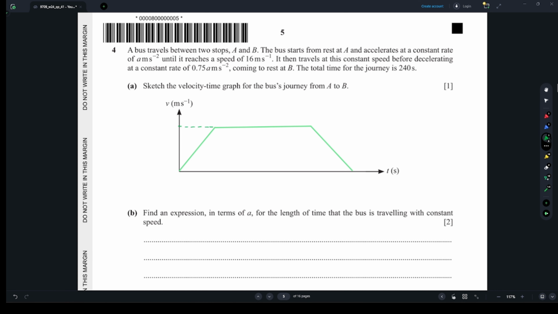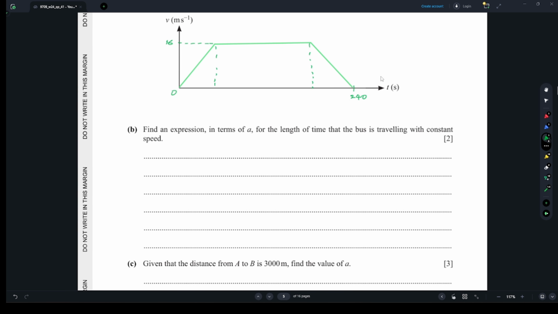Okay, so now this velocity is 16, and we have to consider these time durations. So let's say this is O. The final time is 240, because the whole motion takes 240. So this is the sketch, and then they say find an expression in terms of a for the length of time that the bus travels with a constant speed.